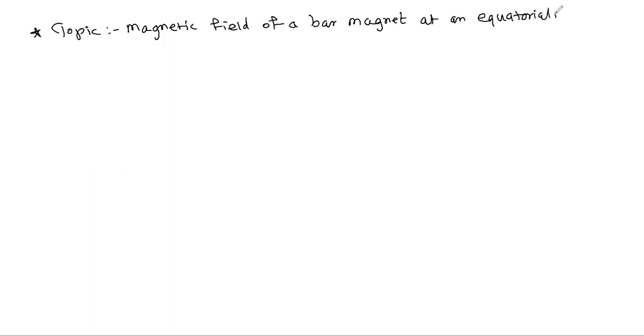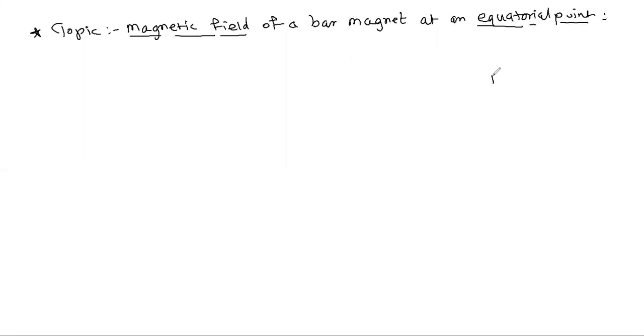So let us proceed for this topic, that is magnetic field of a bar magnet at an equatorial point. So equatorial point. We have to find the magnetic field. Now let us see about this. What is meant by equatorial point?